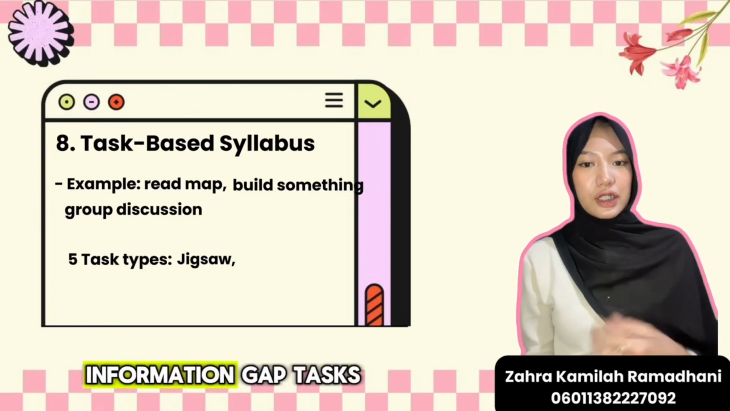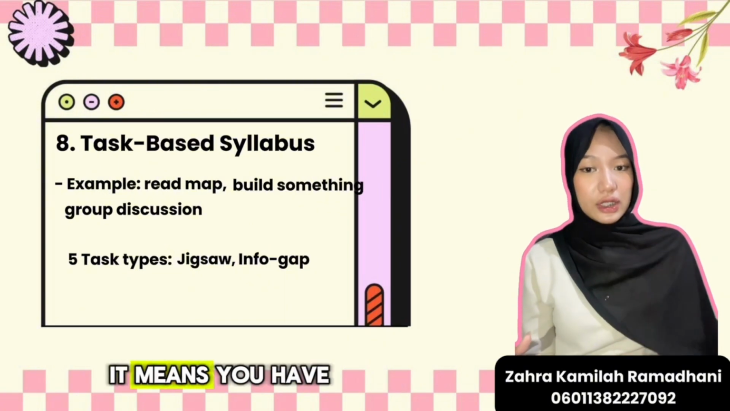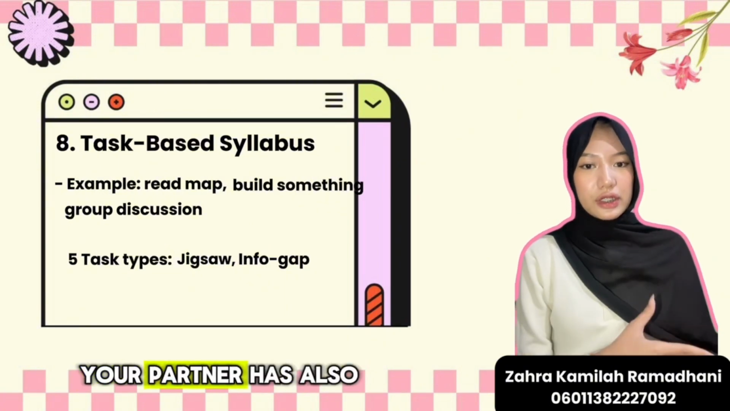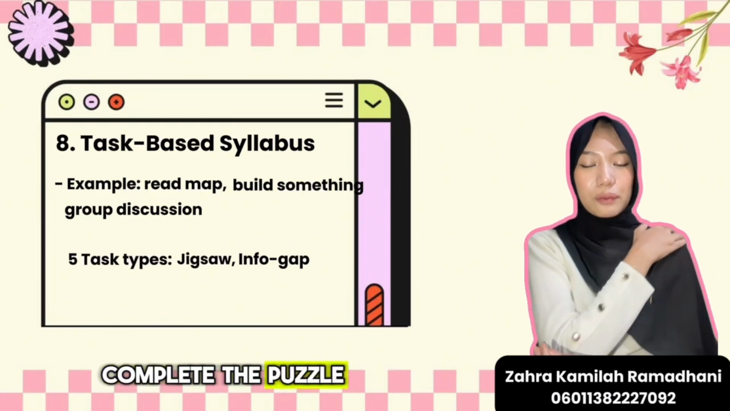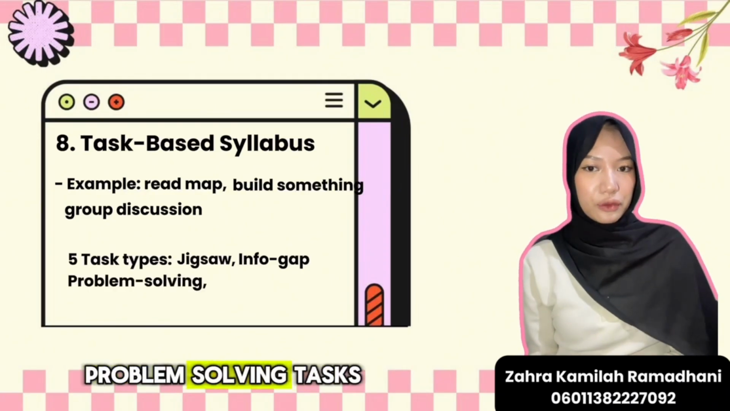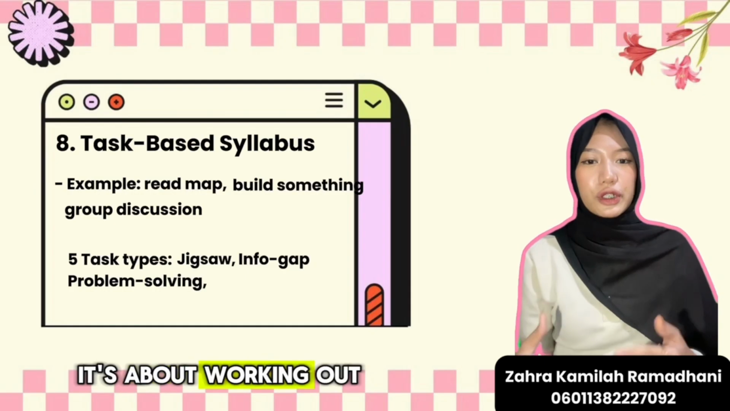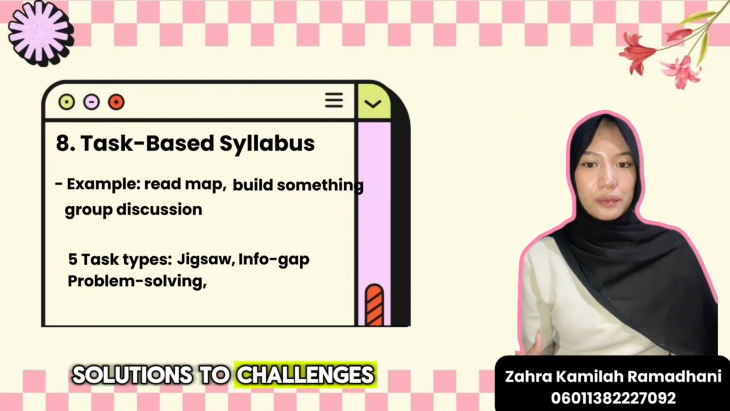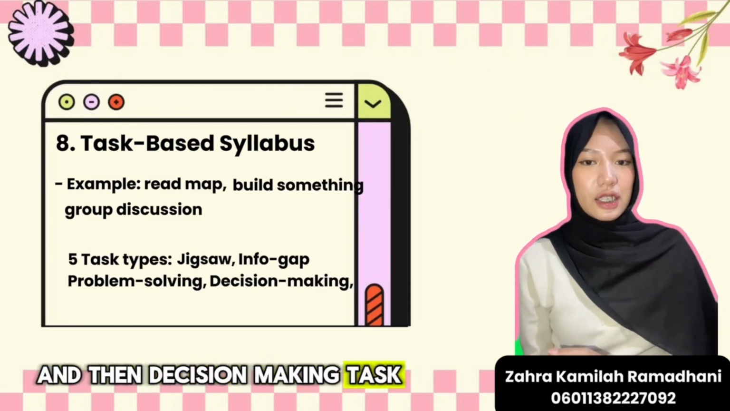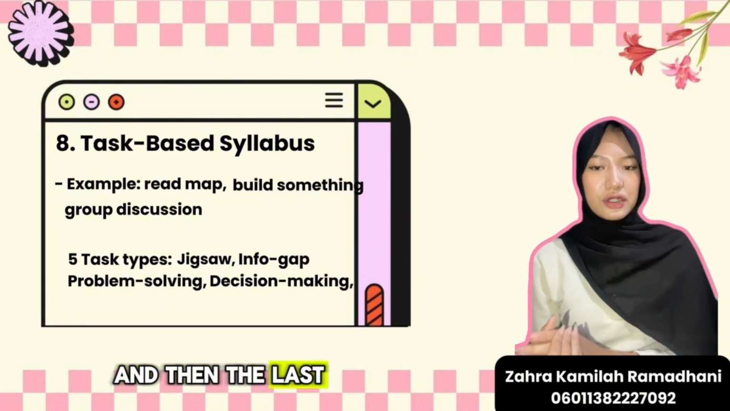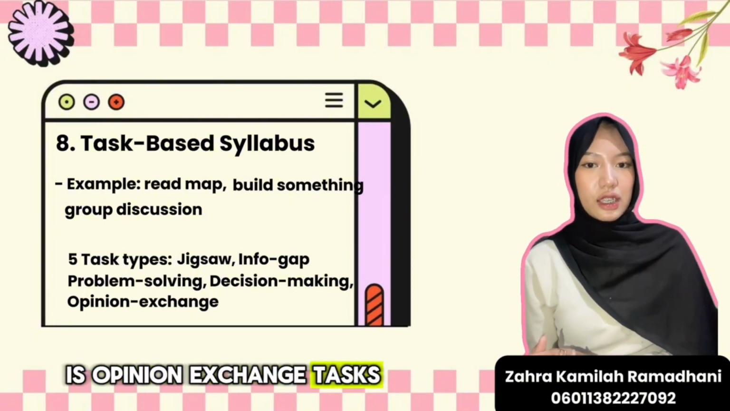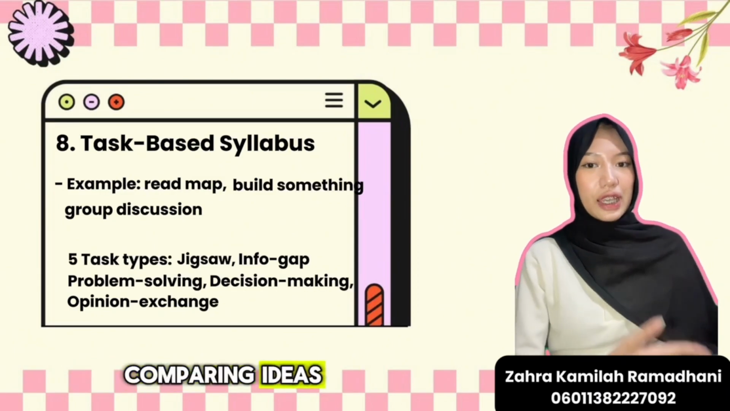And the second is information gap task. It means you have some info, your partner has other info, and you exchange to complete the puzzle. And the next is problem solving task. It's about working out solutions to challenges. And then decision making task is about choosing the best option from several. And then the last is opinion exchange task. It's about sharing and comparing ideas.